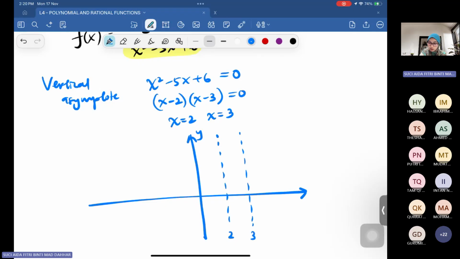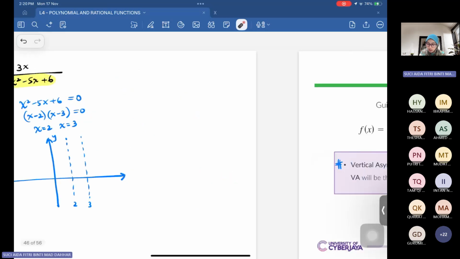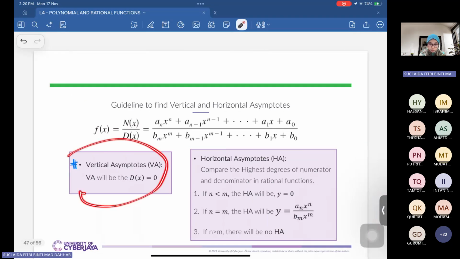So this is x equals 3. So you would have two asymptotes. We will learn how to find the asymptotes first, then we will learn how to sketch the graph later. Is that clear? Okay. That is for vertical asymptotes.